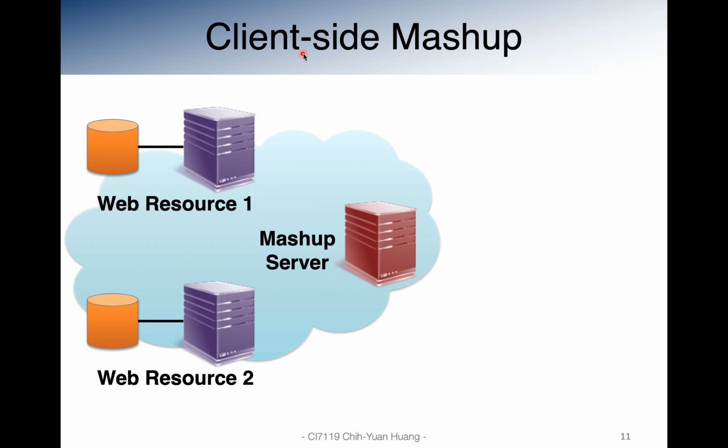However, even if it's a client-side mashup, sometimes you still need to have your own server or service to support some additional information. For example, even if you are retrieving the information from different sources and then creating an application, you may need your own server to store the user information, some comments or some ratings or some newly processed results. So those are the possibilities of having a mashup server.